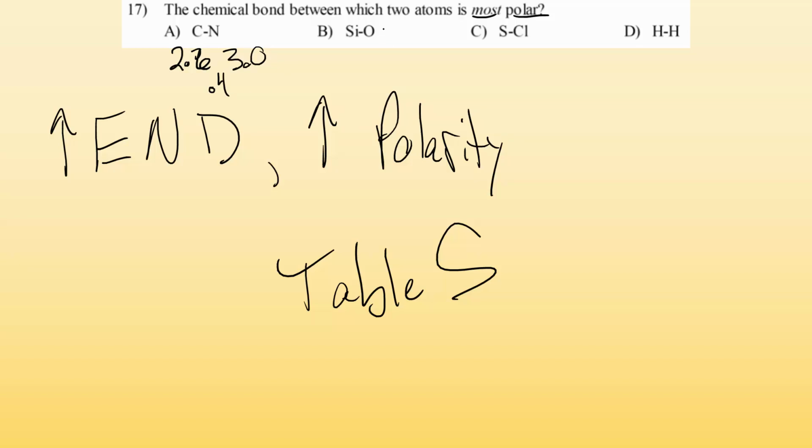Silicon, I look up. It's got an electronegativity of 1.9. I look up oxygen. It's 3.4. So it gets an electronegativity difference of 1.5. Do the same thing for sulfur. I look it up. It's 2.6. And chlorine, I look up. It's 3.2. So the difference between there is 0.6. And hydrogen, it doesn't matter. It's 0. The difference is 0 because it's the same element. So which one is the most polar? The one with the greatest electronegativity difference.